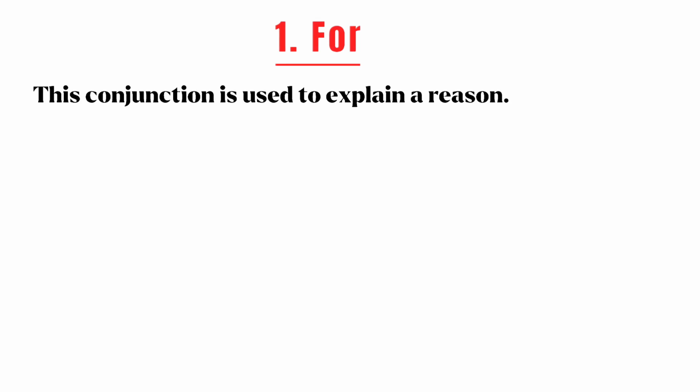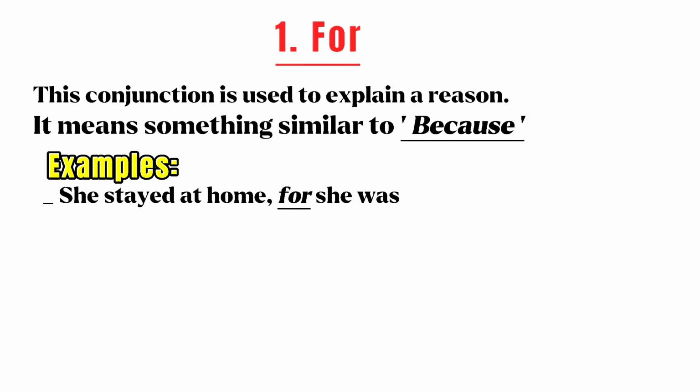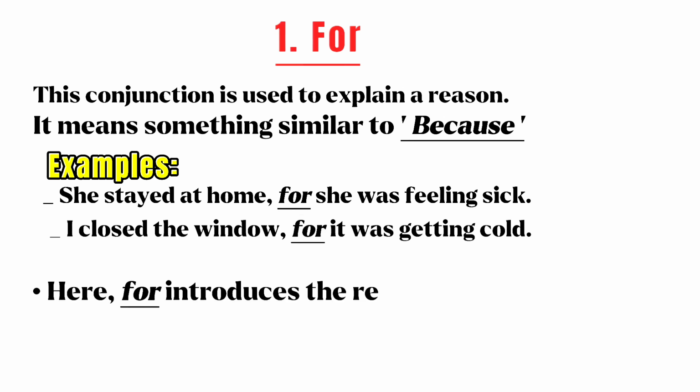The first one is for. This conjunction is used to explain a reason. It means something similar to because. Examples: She stayed at home, for she was feeling sick. I closed the window, for it was getting cold. Here, for introduces the reason for the action.